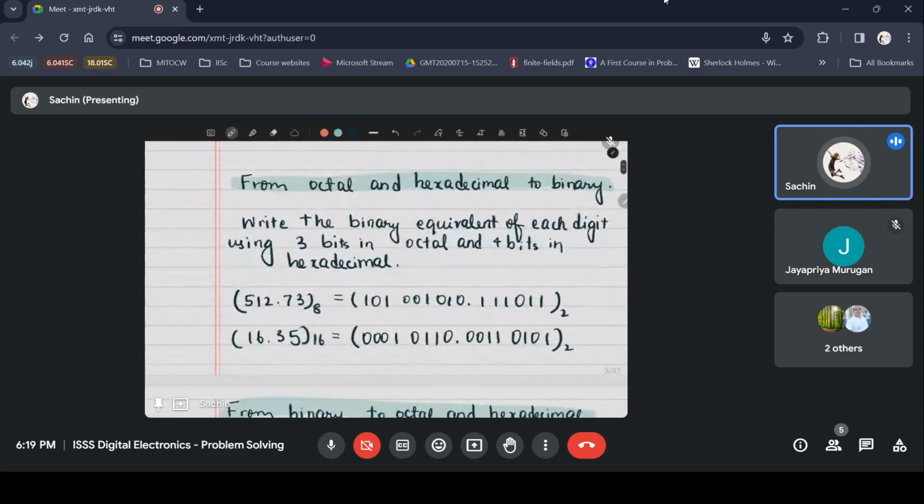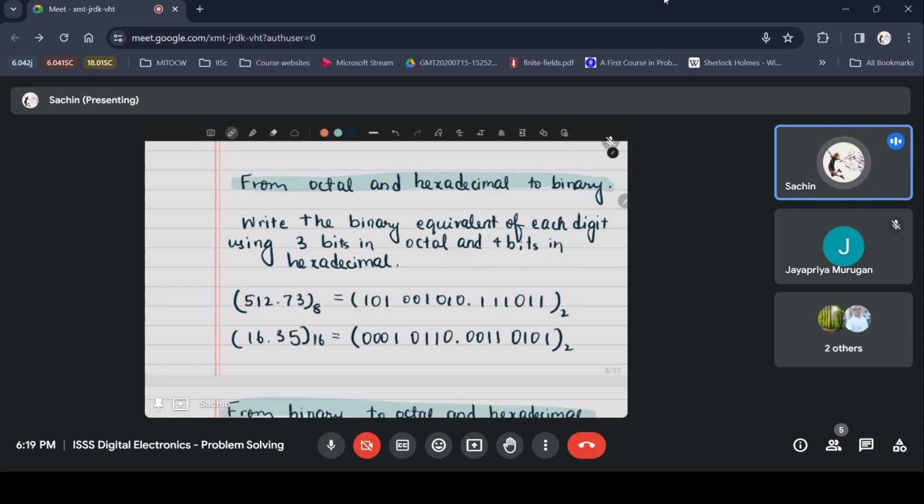Now the remaining conversions that we have to look at are from octal and hexadecimal to binary, and that is very simple. In an octal number, you convert each of the octal digits into a 3-bit binary number, and in hexadecimal each of the digits you convert into a 4-bit binary number.